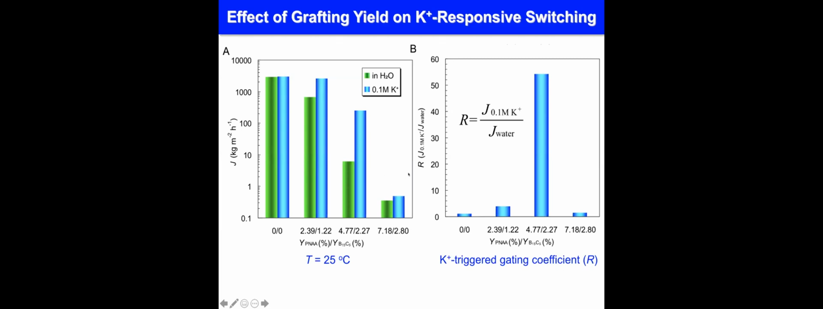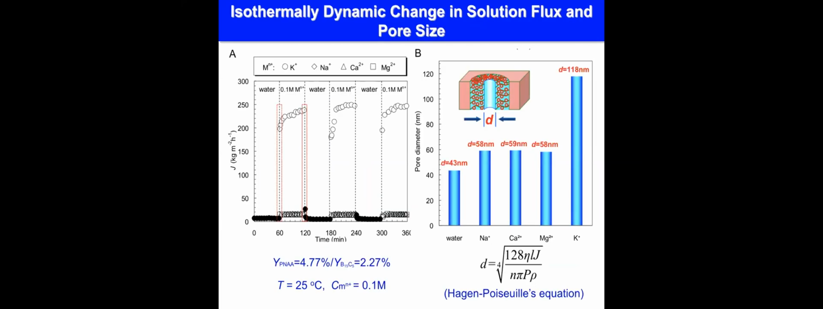When the graft yield is about 4.77 and 2.27, the potassium gating factor is the largest in the study, about 54. This shows that when pure water is used, the graft copolymer swells and the membrane pore is closed, so the flux is very low. When the solution is changed from pure water to ion solutions, only potassium ions can open the membranes, while with the other ions the flux of the other ion solutions is very small.